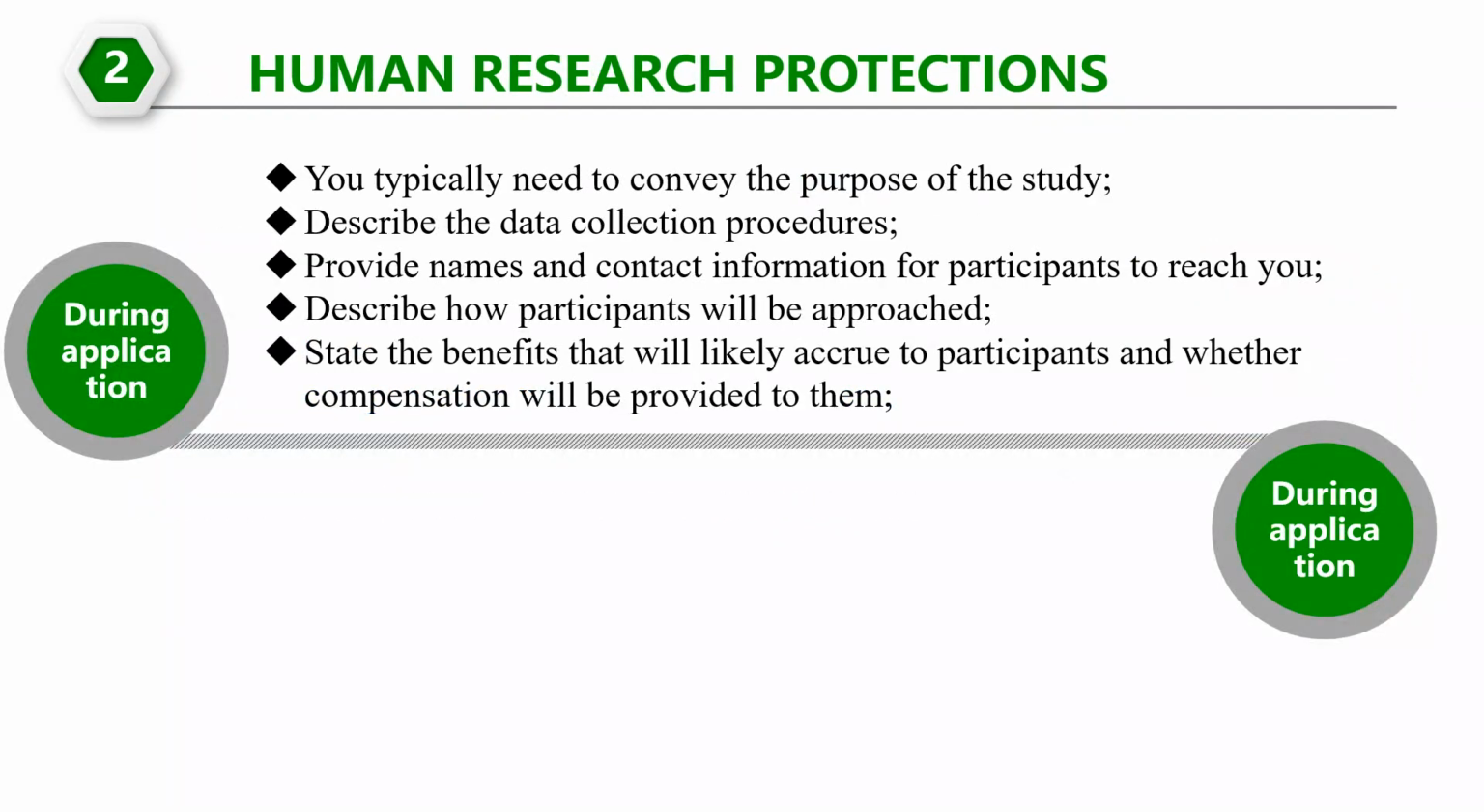The application process is often conducted online and involves detailing your data collection procedures and providing an overview of your study. In the application, you typically need to convey the purpose of the study, describe data collection procedures, provide names and contact information for participants to reach you, describe how participants will be approached, state the benefits that will likely accrue to participants, and whether compensation will be provided to them.